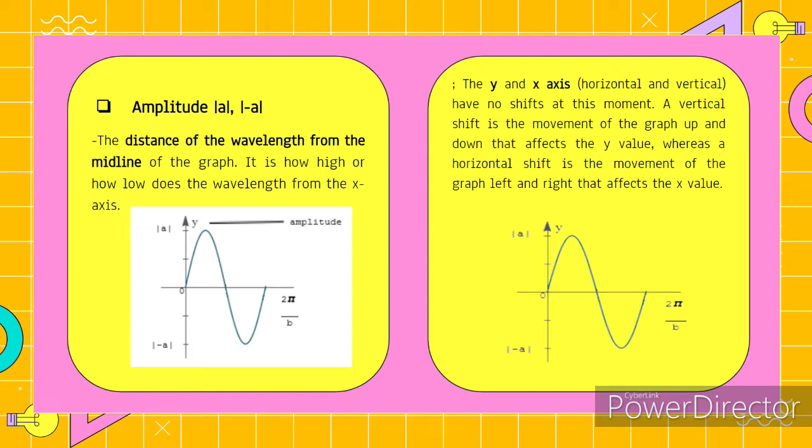That is, if there is no vertical shift, the graph will always start between the origin for sine and in the y-axis for cosine. And if there is no horizontal shift, the graph will start either at the origin for sine and in the y-axis for cosine.